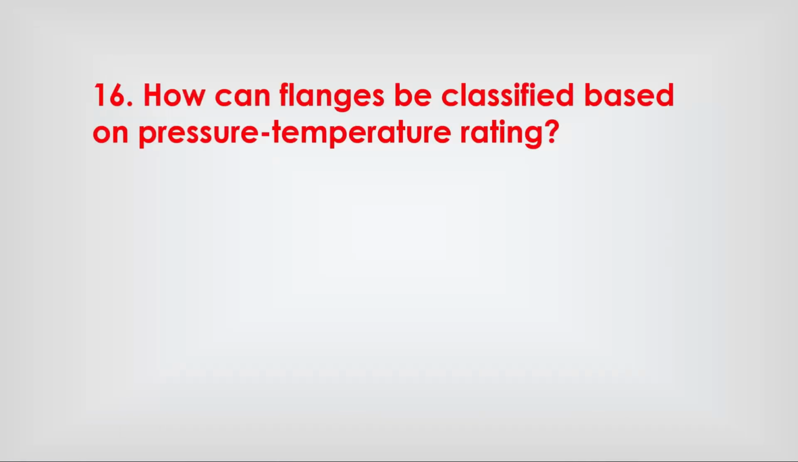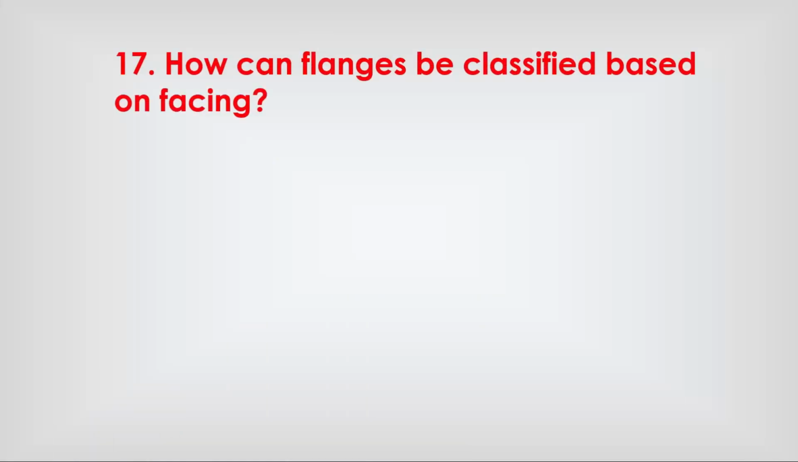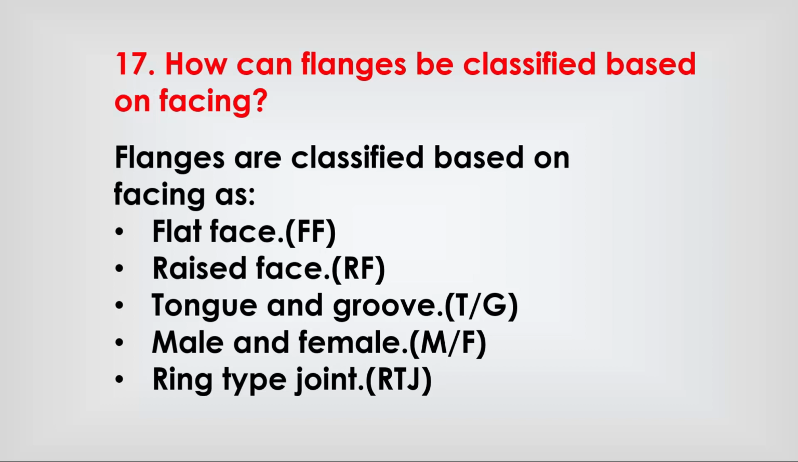How can flanges be classified based on pressure temperature rating? Flanges are classified based on pressure temperature rating as 150, 300, 400, 600, 900, 1500, 2500. How can flanges be classified based on facing? Flanges are classified based on facing as flat face, raised face, tongue and groove, male and female, ring type joint.